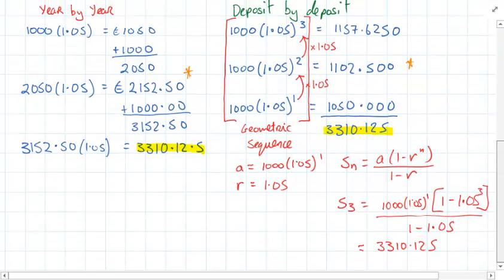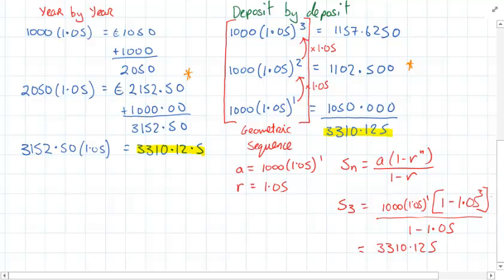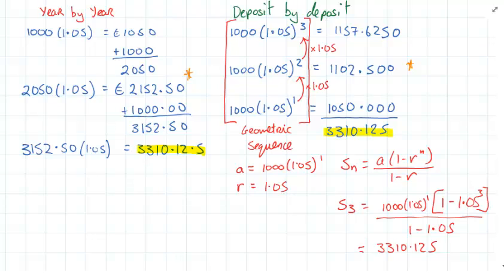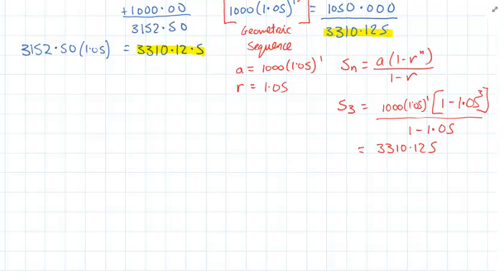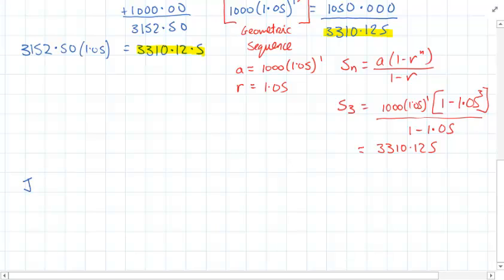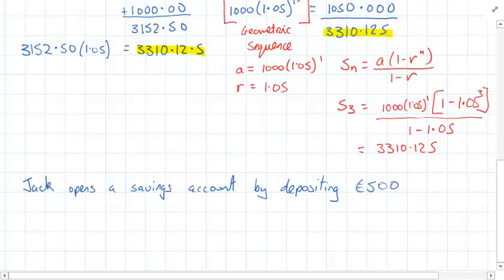So if I recognize continuous investments as being represented by geometric sequences, I can very quickly work out the total value of my deposits. So this approach becomes much more useful when we look at a more realistic real-world savings problem. So let's consider one. So suppose Jack opens a savings account by depositing €500.